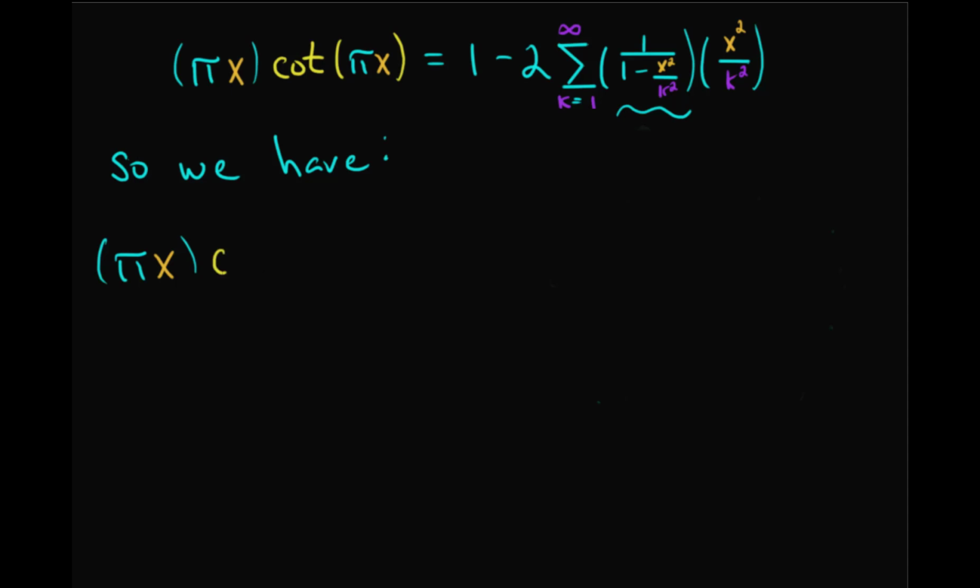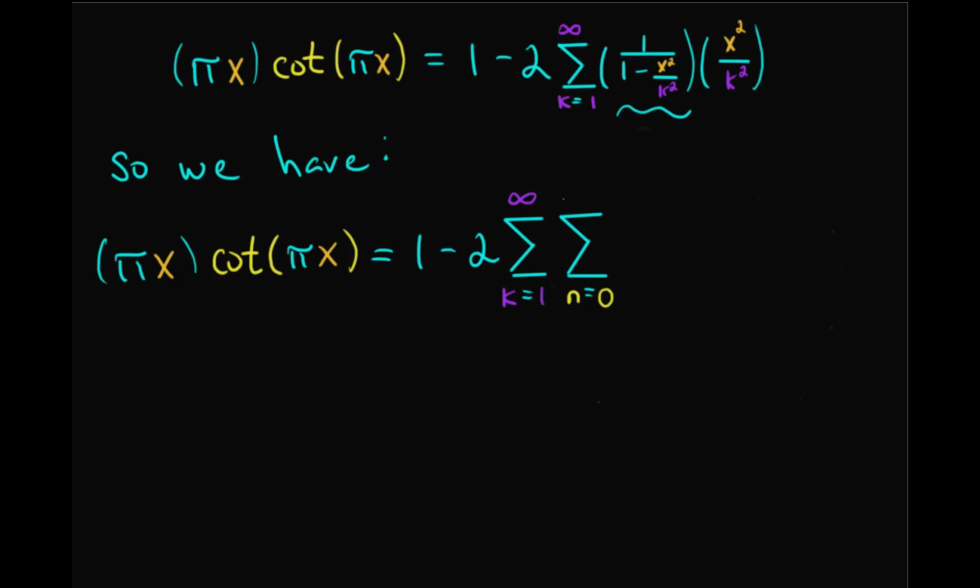So now I can actually write the expression as a double sum. I will have pi x times cotangent of pi x equals 1 minus 2 times the sum from k equals 1 to infinity of the sum from n equals 0 to infinity of x squared over k squared to the n, that's the geometric series right there, times x squared over k squared. Now, for those of you unfamiliar with double sums, please don't be intimidated by this expression. Doing double sums is a lot like doing double integrals. We work from the inside out. So let's unpack this double sum a little bit so we can see what we're dealing with.